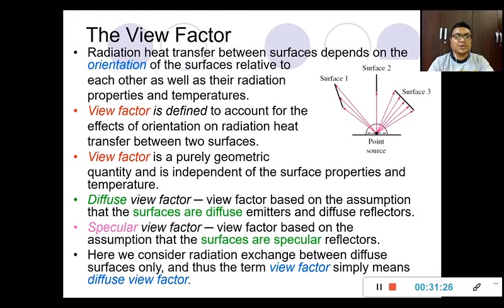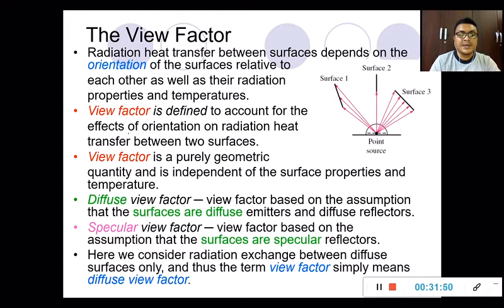Diffuse view factor. We have two types of view factor. The first one is the diffuse view factor, where the view factor is based on the assumption that the surfaces are diffuse emitters and diffuse reflectors. The second one is the specular view factor, where the view factor is based on the assumption that surfaces are specular reflectors.